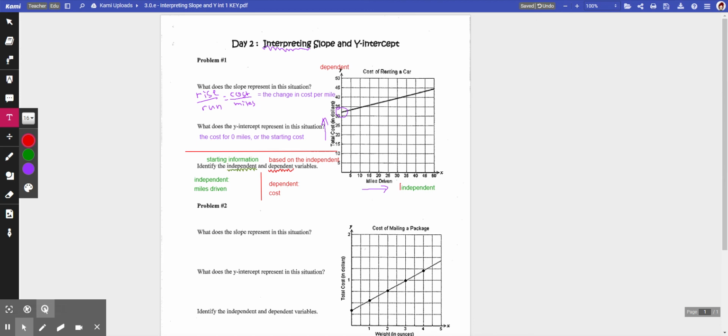So it's a good idea to label it directly onto the graph, although obviously this worksheet is a little bit cluttered, so have it listed here as well. And that is interpreting your slope and your y-intercept.